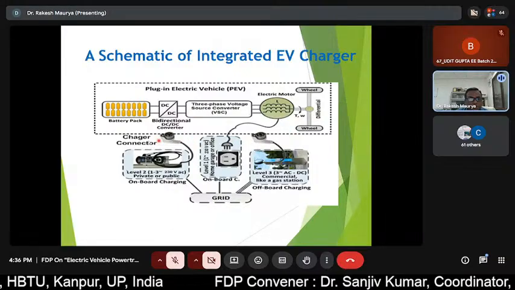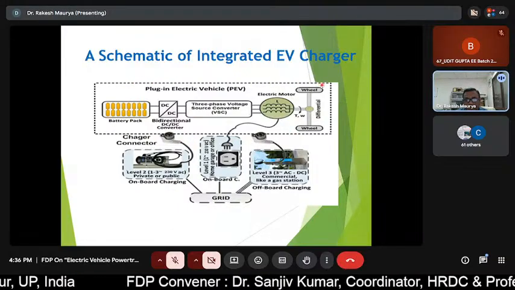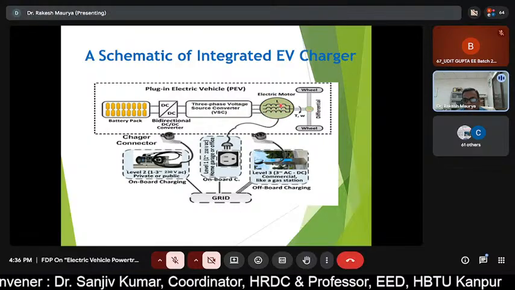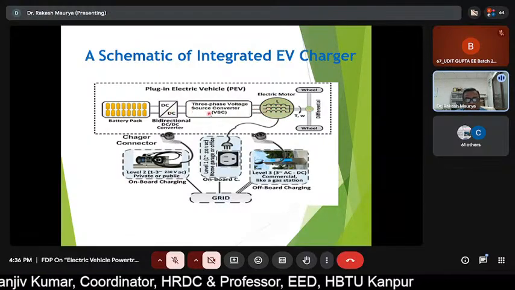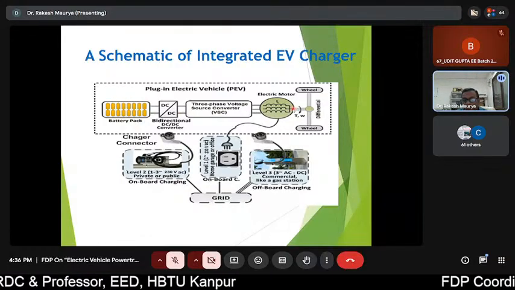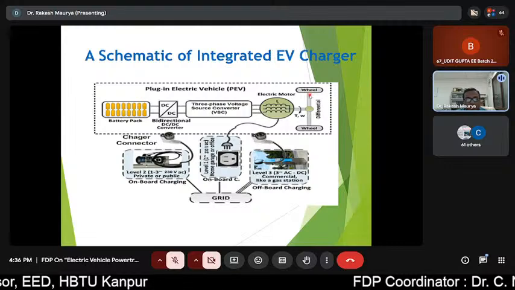So this is the schematic diagram of the vehicle. Let's say this is the wheel which is connected with the motor. So during the healthy condition, the battery is providing energy to the motor, and the motor is used to drive the wheel.